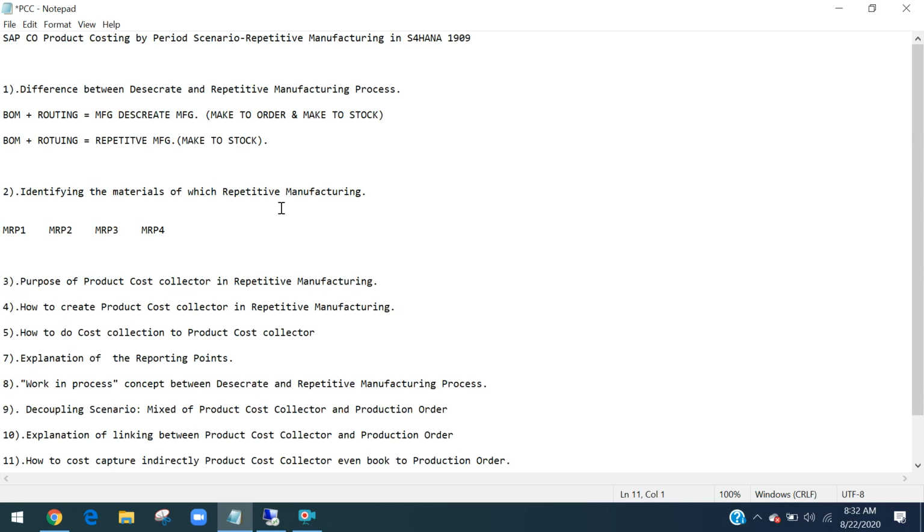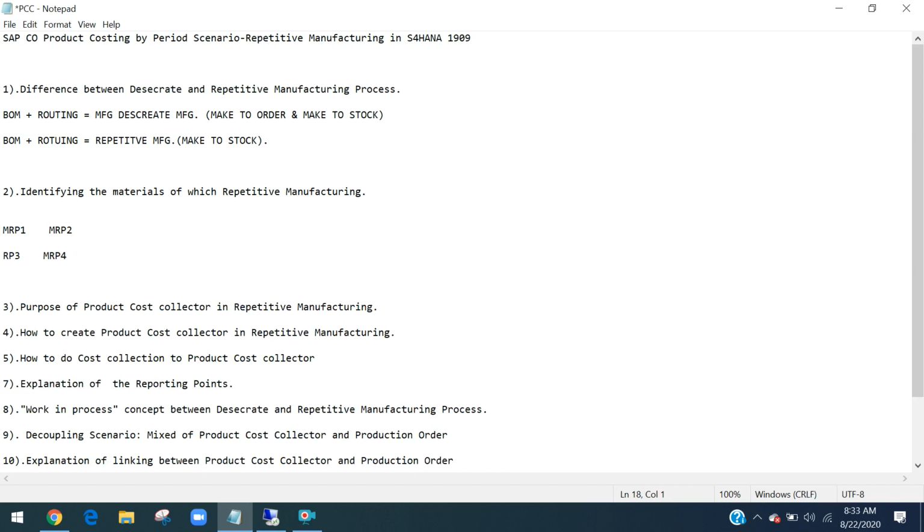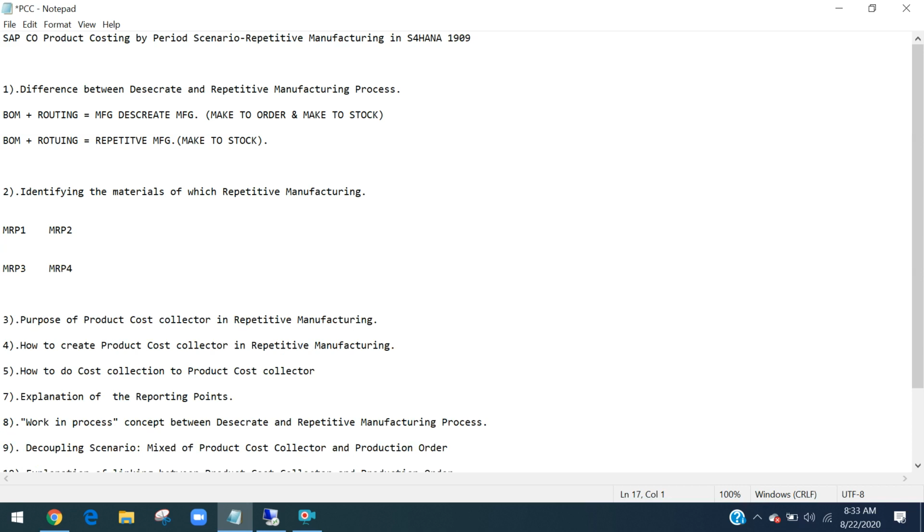MRP 1, 2, 3, 4. This is not a simple concept. In the material master, we can observe MRP 1, 2, 3, 4, but a lot of differences are there. Long back I attended an interview where they asked this concept. What is MRP 1, 2, 3, 4? What are the differences? Why are they maintaining MRP 1, 2, 3, 4? MRP 1, 2 is the material requirement plan.